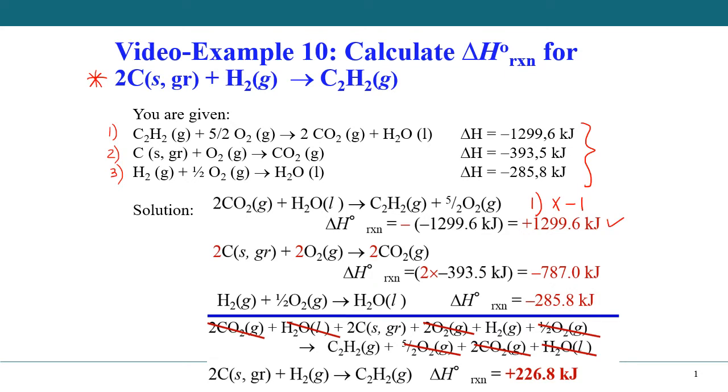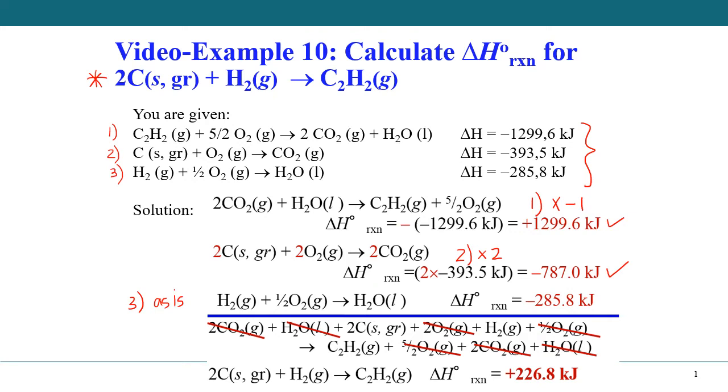In order to get the carbon correctly, remember the target reaction has 2 carbons. We have to take equation 2 and multiply it by 2. Okay, so we're going to say equation 2 multiplied by 2, and correspondingly we need to multiply the delta H by 2 such that we get this value here. And we can leave the hydrogen reaction, equation number 3, as is. So 3 would be as is.